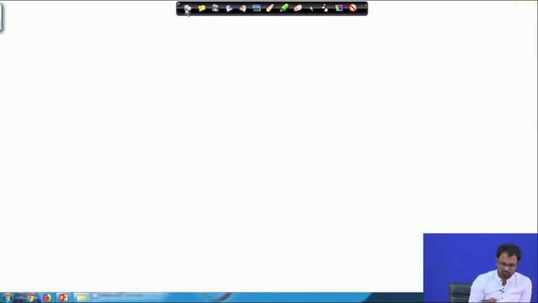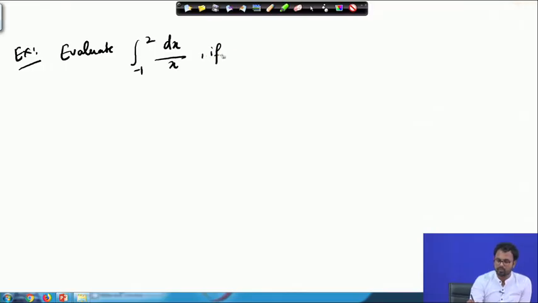Next, similarly, another example could be: evaluate integral from minus 1 to 2 dx by x, if it exists. So I will just give some hints for this example. First let us write the integral into two subintegrals. So here again 0 is the point of discontinuity, we can see that clearly.